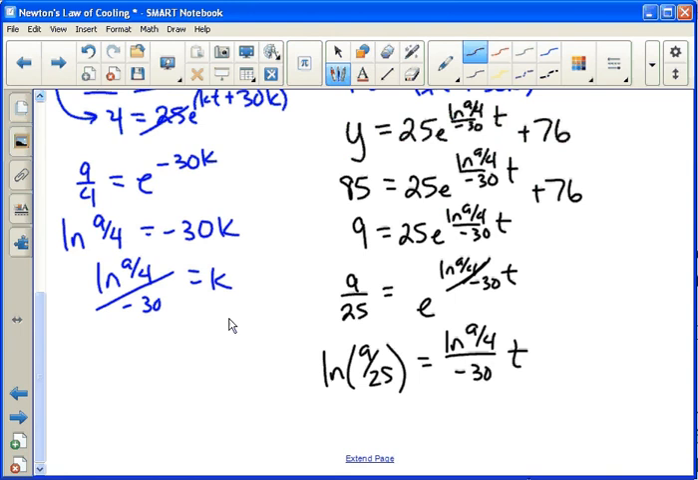And it turns out to be 37.79 minutes, or about 37.8 minutes. So it turns out that it was about 37.8 minutes prior to being discovered that Tony the Tiger was murdered.